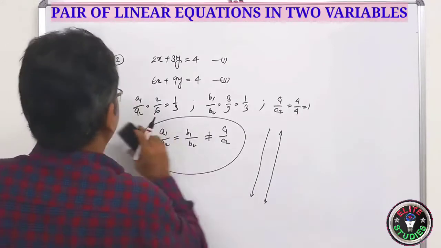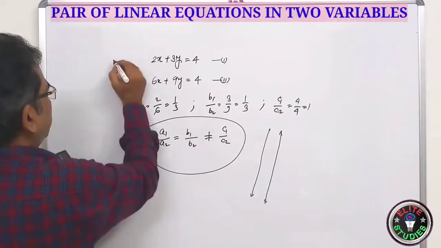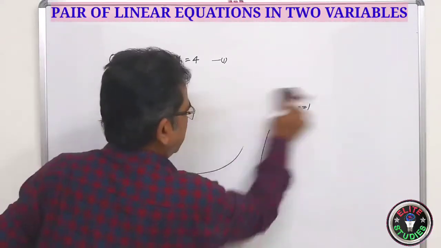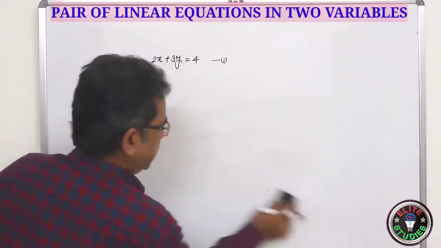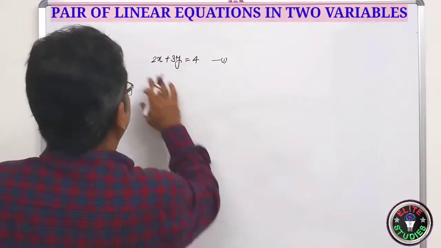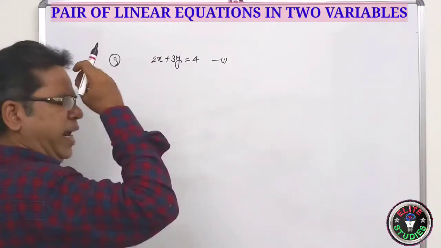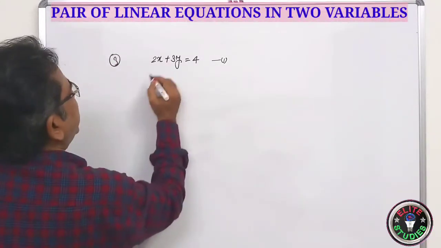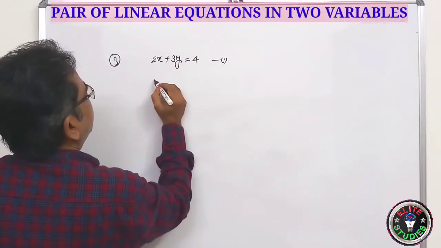Now the last one, third. Now let us again begin with the same equation. Now here what we will do, now at your own desire, whatever you feel, you write. Suppose you write here, suppose 4x.